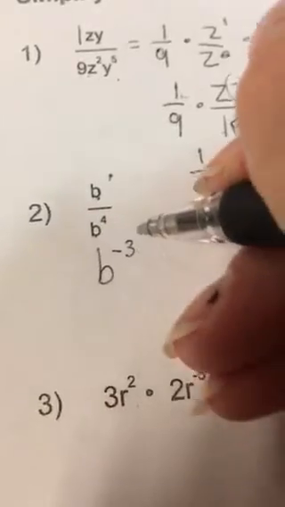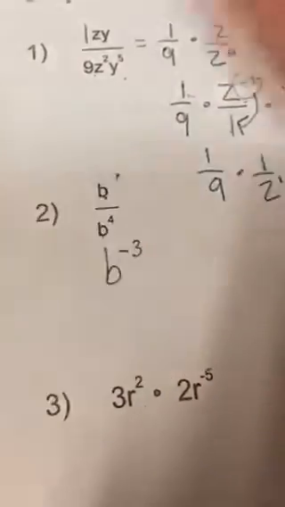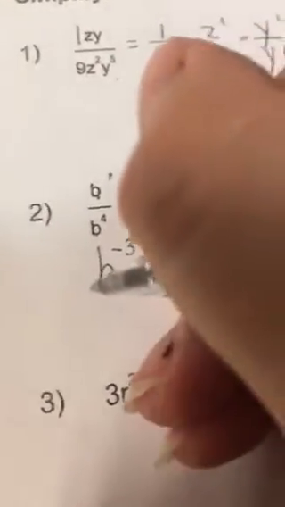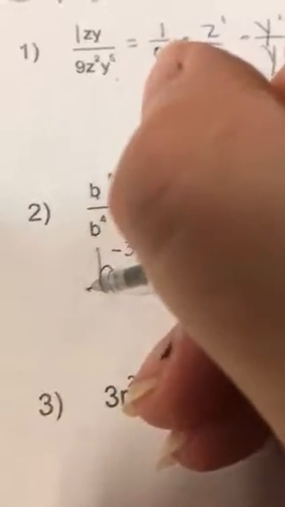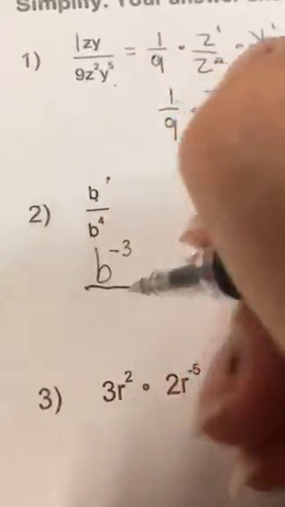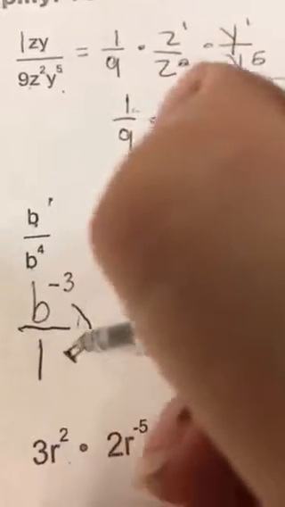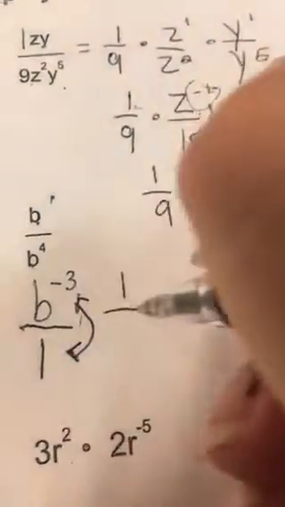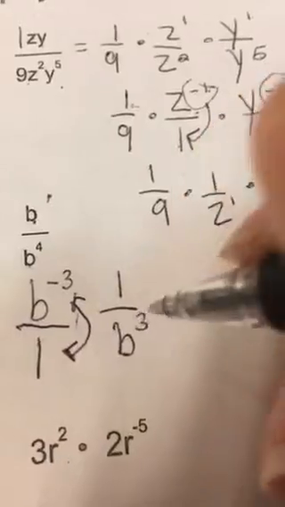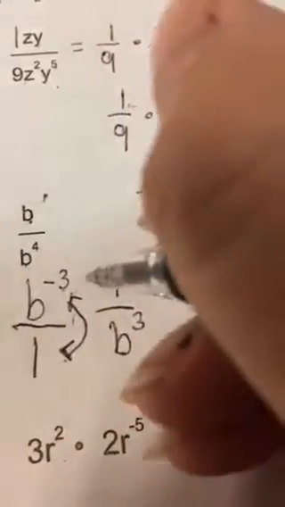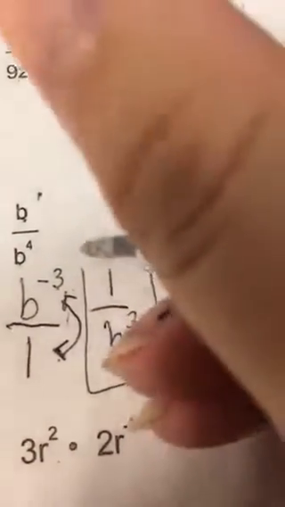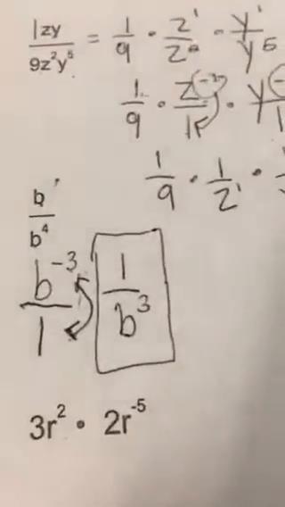Ooh, but I know I don't like negative exponents. So I'm going to go ahead and take the reciprocal of this fraction, which means I'm going to switch the top and bottom, and this becomes 1 over b to the third power. Just by flipping it, I make my exponent positive, and there we go. That is the quotient.